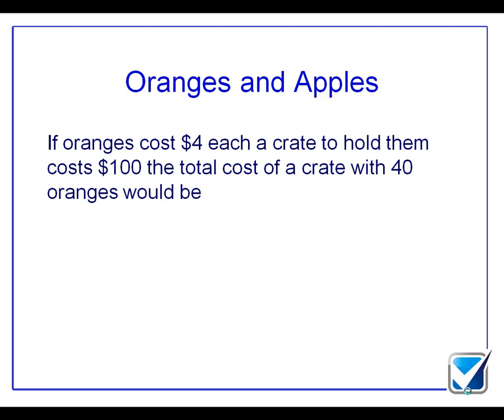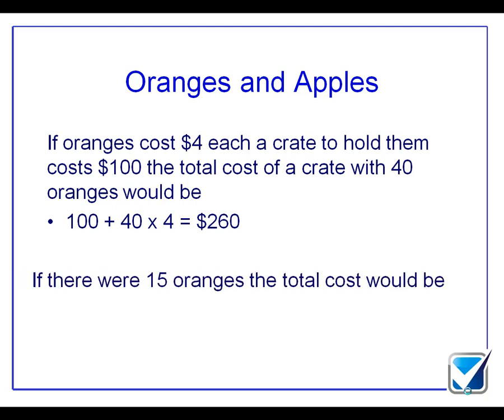That now means that the total cost of a crate containing 40 oranges is going to be the $100 plus 40 lots of $4. That gives me a total of $260. The $100 becomes your fixed costs. The $4 becomes your variable cost per unit. Okay, that sort of makes an element of sense.